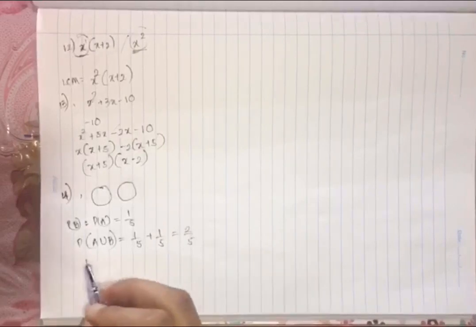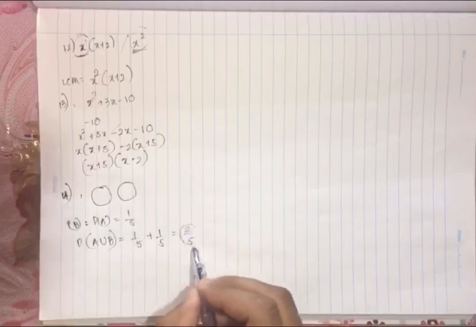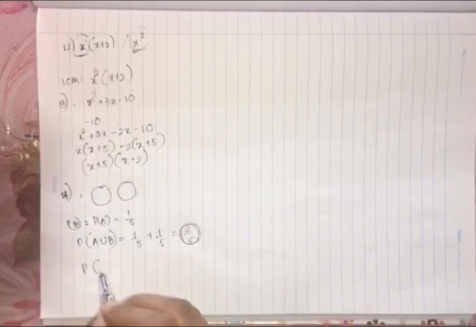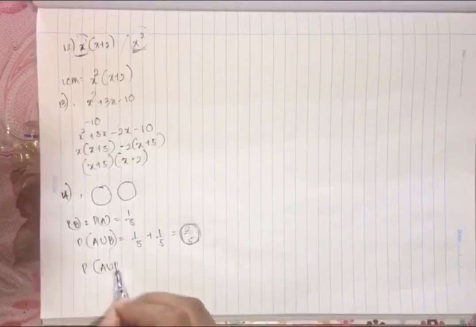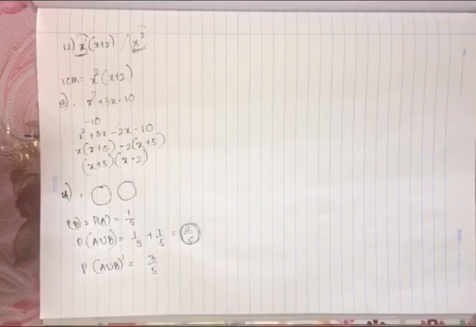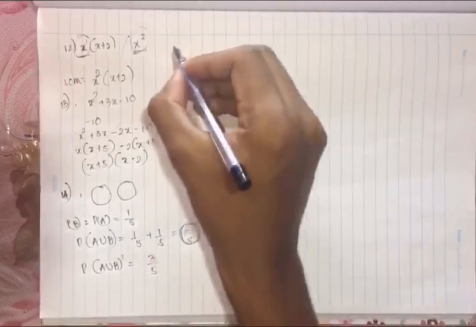Now they have asked here about the complement, right? So you have to subtract from 1. So the probability of the complement of A union B will give you 3/5. Moving on to the 15th one.